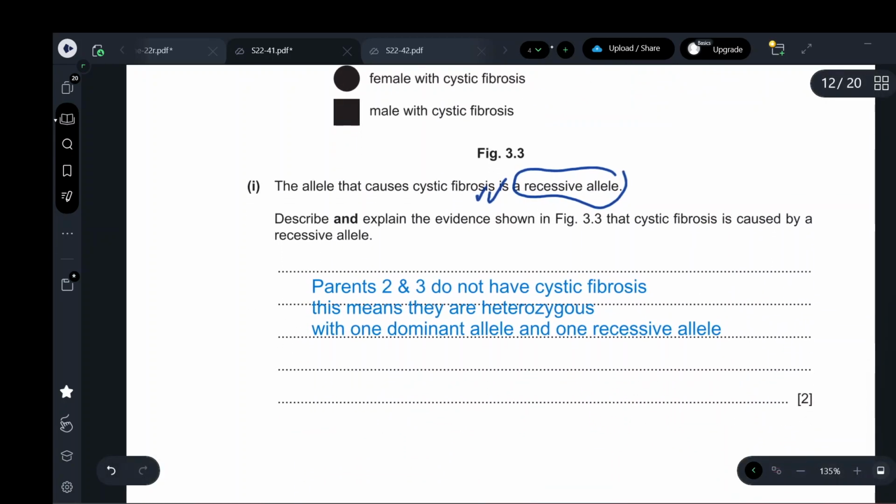But what is my explanation? Parents 2 and 3 do not have cystic fibrosis. This means that they are heterozygous, one dominant allele, one recessive allele. The babies took a recessive allele from each parent.